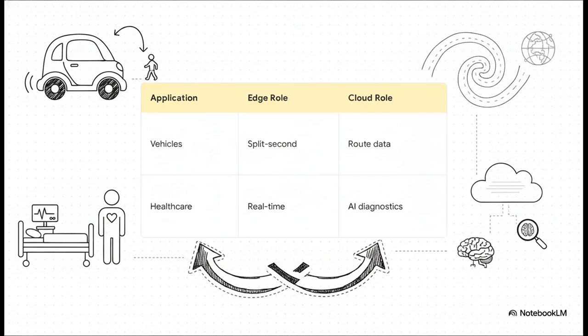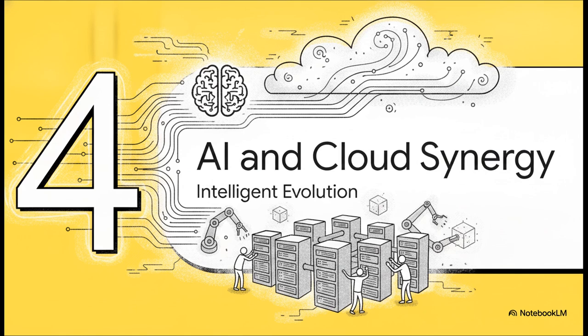Or look at healthcare. The edge monitors a patient's vitals in real time right there at the bedside, while the cloud securely stores decades of health records and runs incredibly heavy AI diagnostic models. They perfectly compensate for each other's weaknesses. Let's see how this all builds together in Section 4, the AI and Cloud Synergy, the Intelligent Evolution.